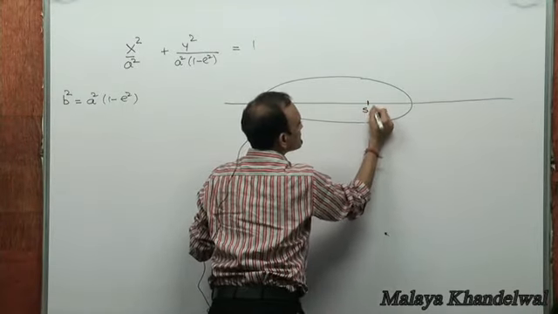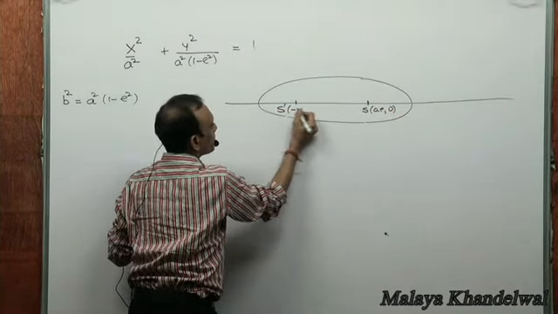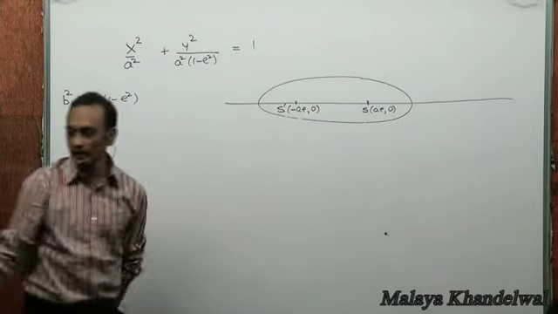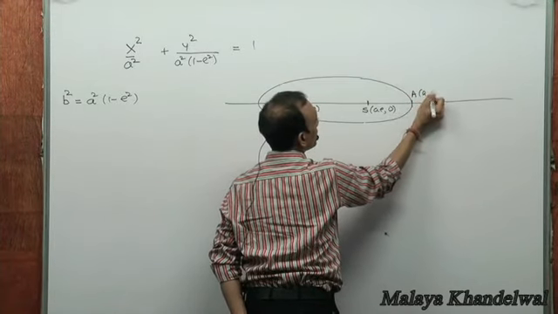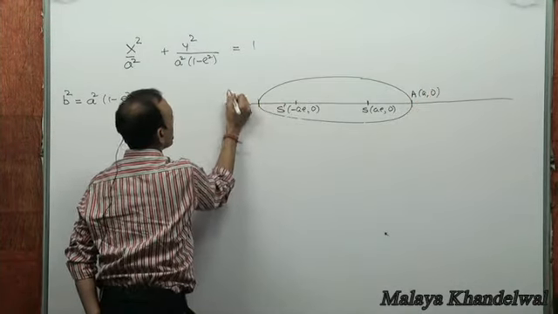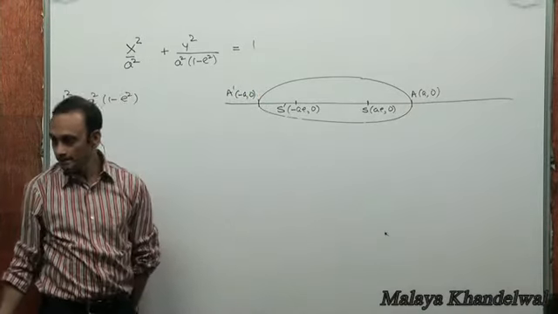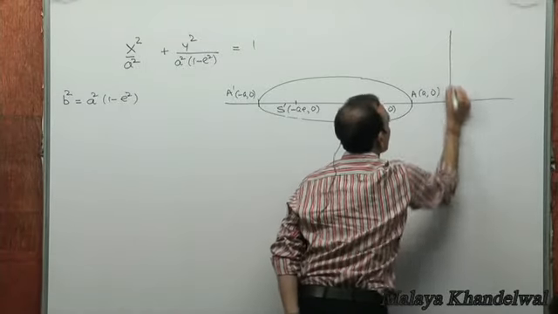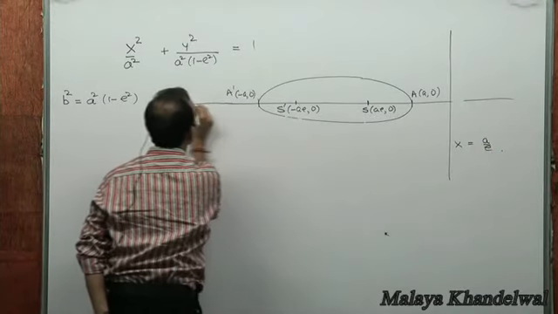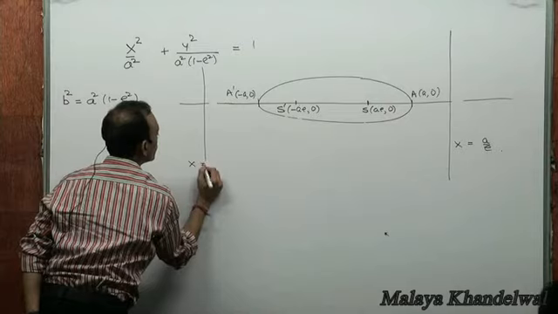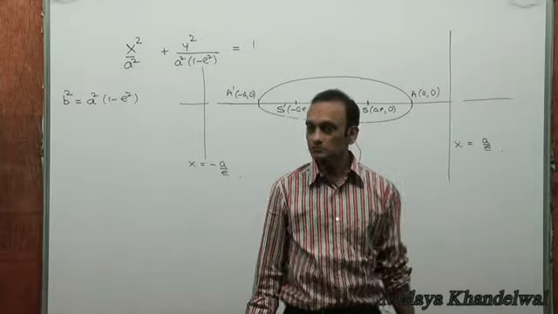The locus turned out to be a closed curve of this kind with 2 foci, S at AE, 0, another one at minus AE, 0, right? With vertices A, 0 and minus A, 0. These were the two vertices, right? And with a directrix x equal to a by e and another directrix x equal to minus a by e, right? This is what happened, isn't it?